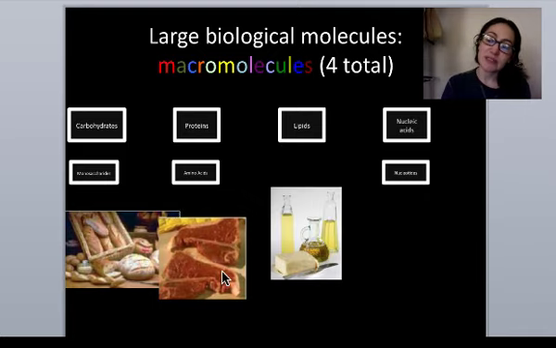The next would be lipids. We see lipids come in different shapes and forms. Here you see butter and oil. And lipids are delicious, right?